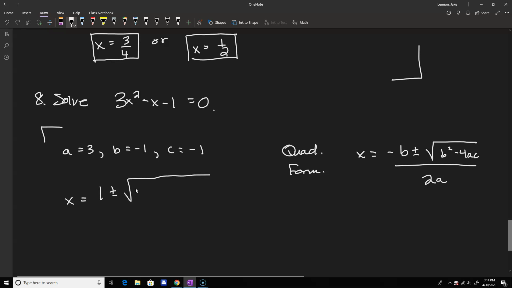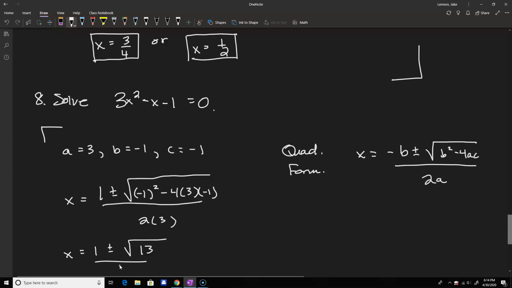Remember, whenever b is negative, we want to put it in parentheses before squaring it. So negative 1 squared minus 4 times 3 times negative 1, with everything being divided by 2 times 3. So we end up with x equals 1 plus or minus the square root of 13 over 6.